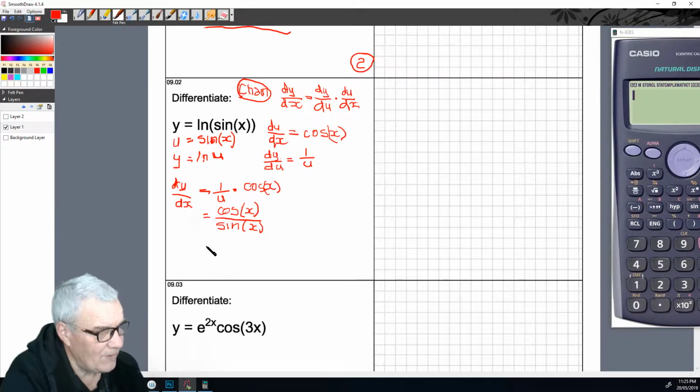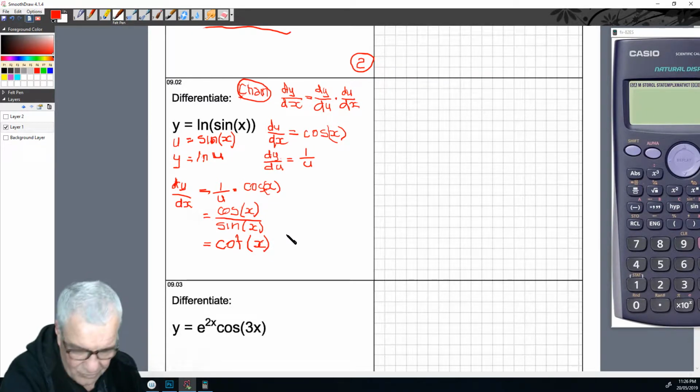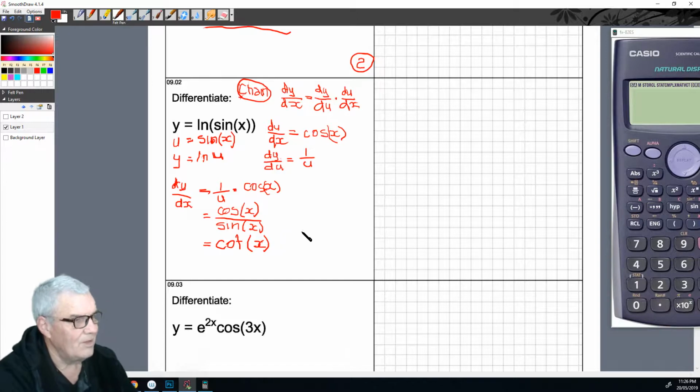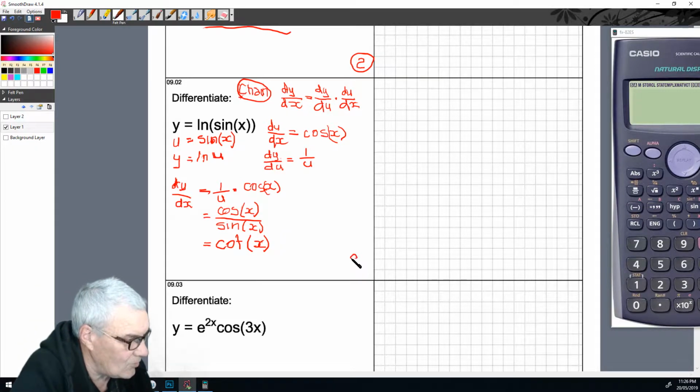And if we look up our formula sheet, you'll see that that equals cotangent x. Cotangent, which is 1 over the tangent. Cotangent x. There you go, 2 marks. Job's a good one.